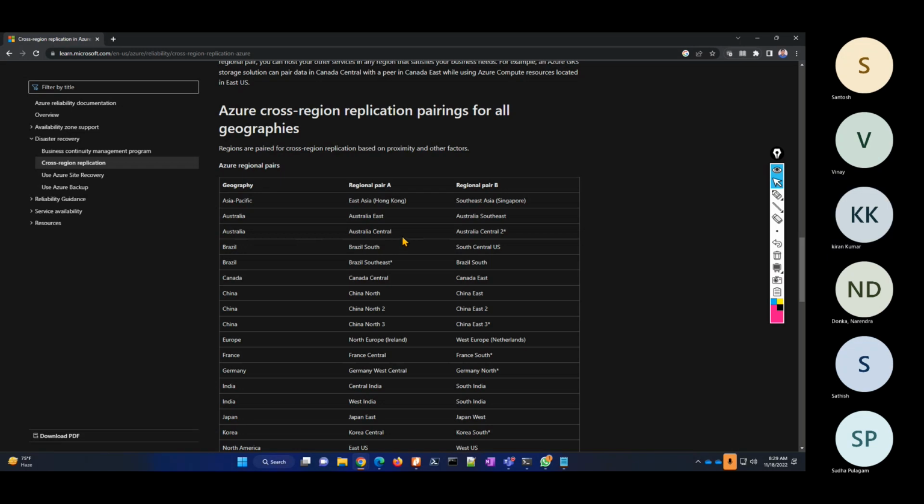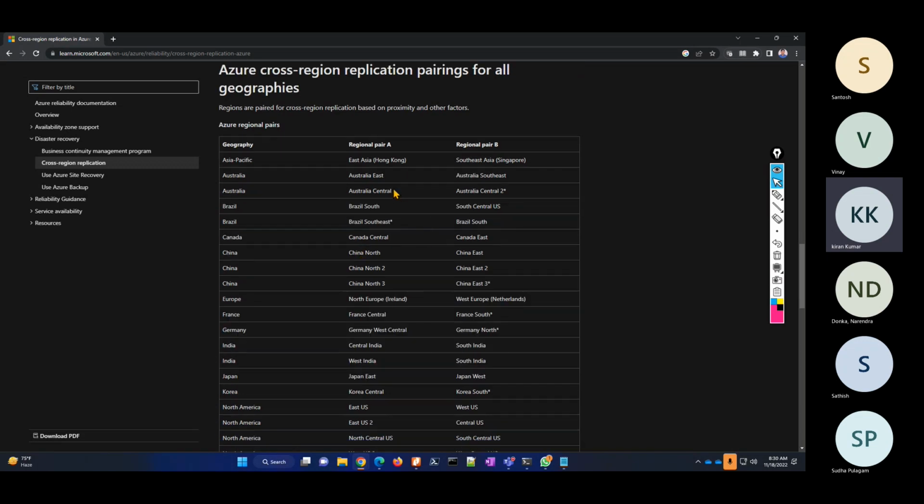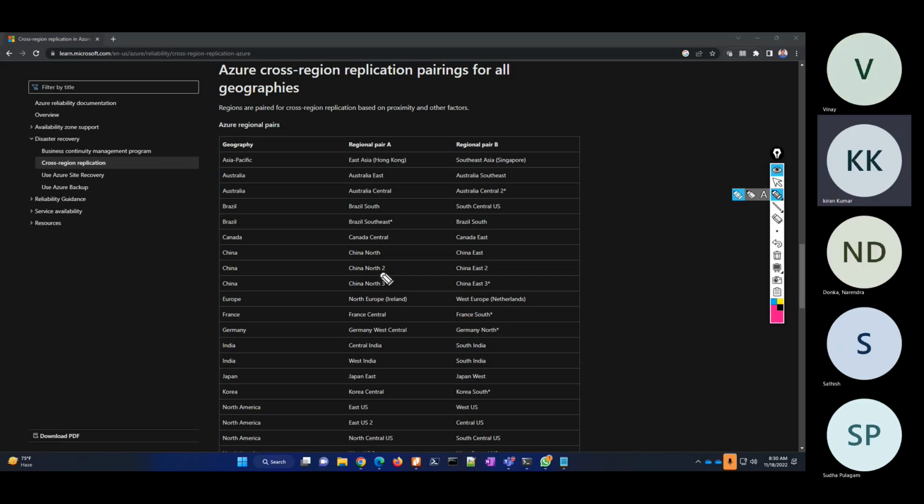If nobody has any questions, can I ask one question? Why is a region paired with that other region only? Why not another region? Suppose, for example, China North 2, China East 2, China North 3, China East 3 exist. Instead of China North 2, China North 3, why don't they keep it like this? Maybe both are nearby, China North 2 and North 3.